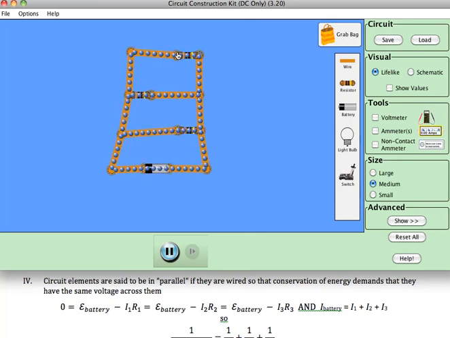Similarly, the left-hand side of the top resistor is connected by a wire to the left-hand side of the middle one, is connected by a wire to the left-hand side of the lower one, is connected by a wire to the left-hand side of the battery. So the left-hand side of every single one of these has the same voltage, has the same electrical potential. Because the right-hand sides have the same, the left-hand sides have the same. The voltage drop across these is the same.